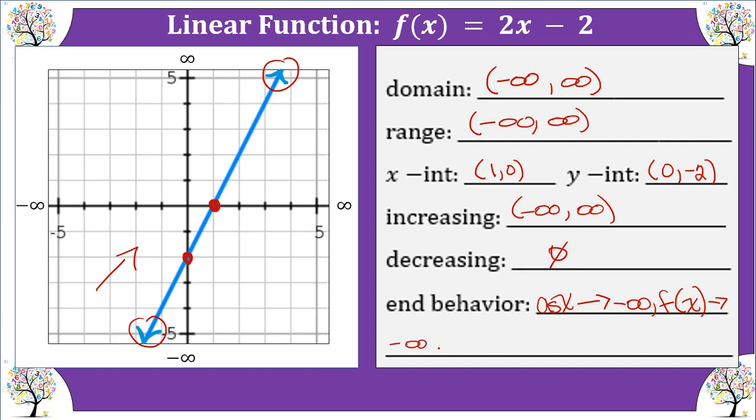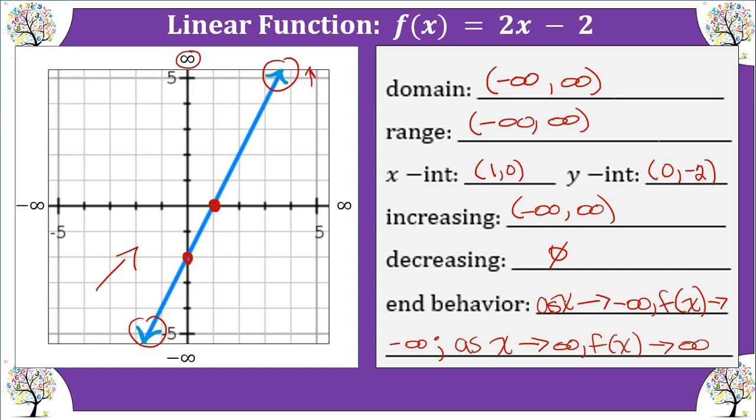Then we have a second statement. As the x values increase, as we go toward positive infinity on the x-axis, what happens to the output values? Well, they also increase. They are also going toward positive infinity. So f of x, my output, goes up.